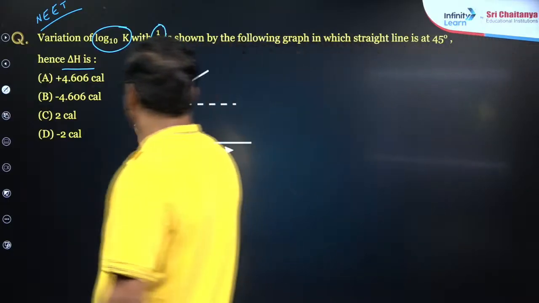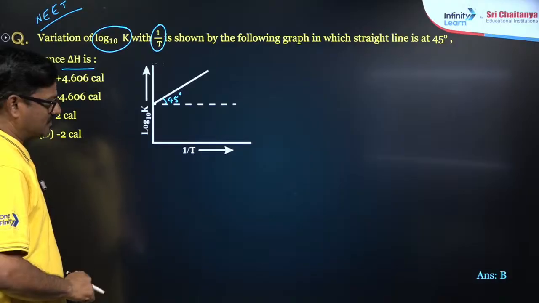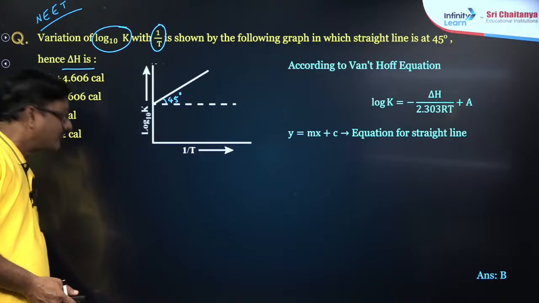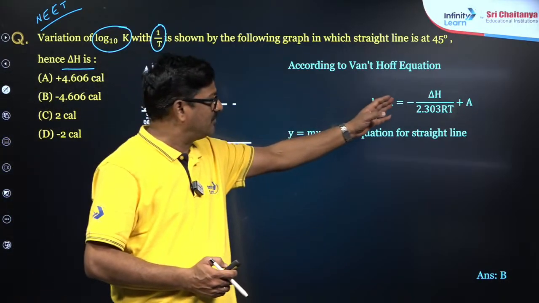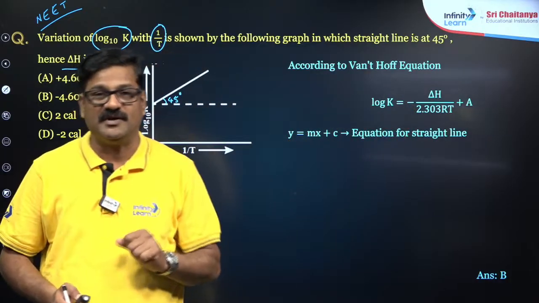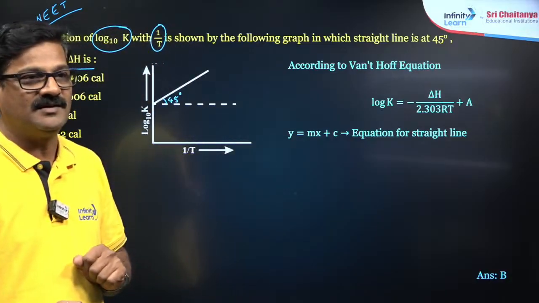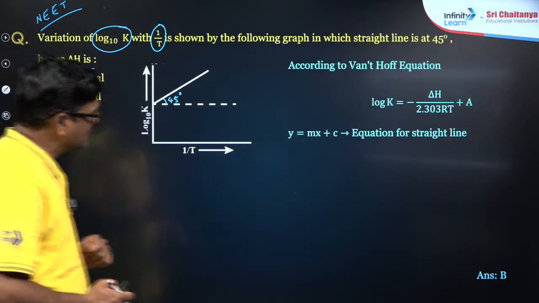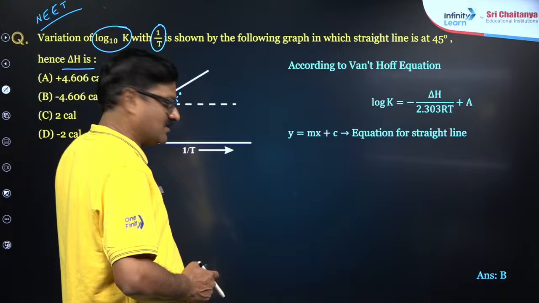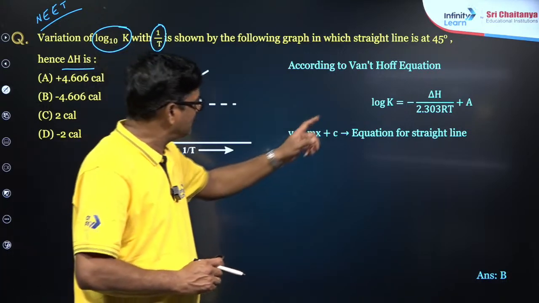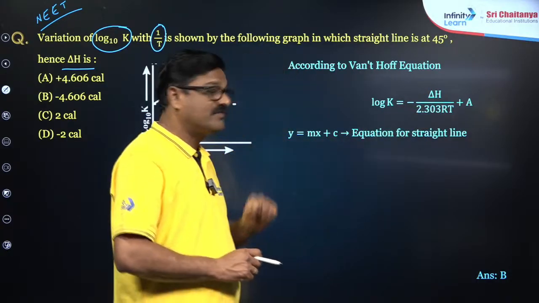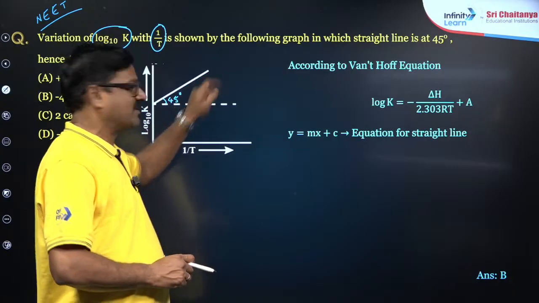Here it is following an equation of a straight line. According to the Van 't Hoff equation, log k is equal to minus delta H by 2.303 RT plus A. A is going to be the Arrhenius constant. Parthiv, first understand this concept; when you understand this concept, you understand this question. This equation says y is equal to mx plus c, the equation of a straight line.